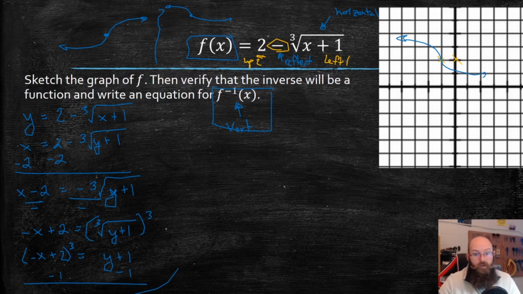And I ran out of space, so let's write it up here. This, remember, is my inverse. And it's going to be negative x plus 2, cubed, minus 1.